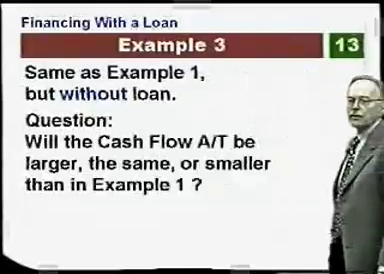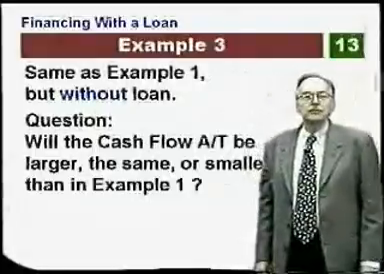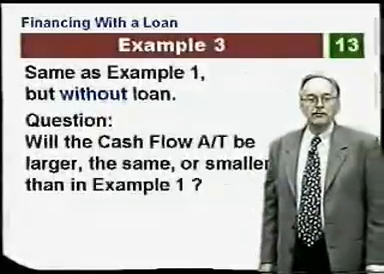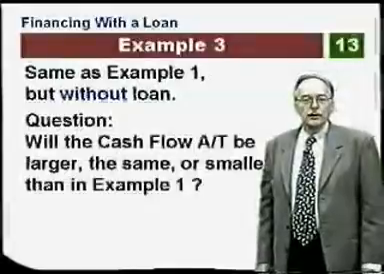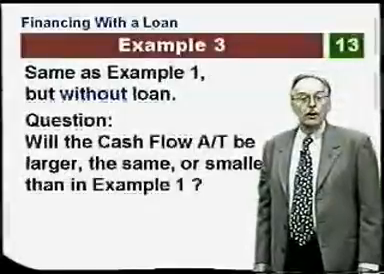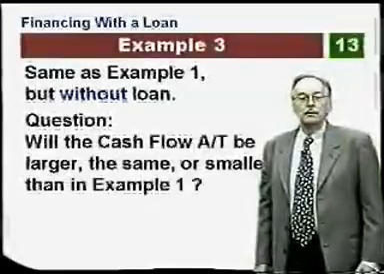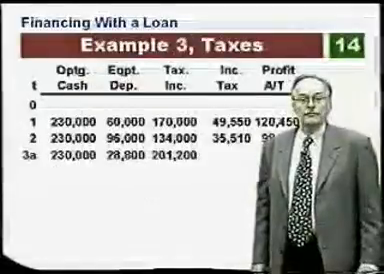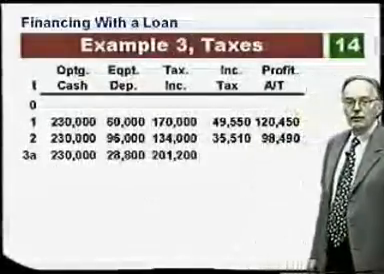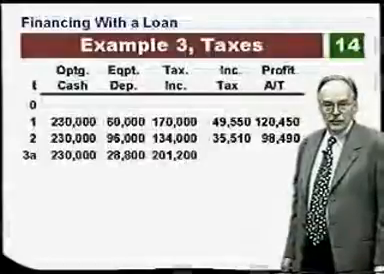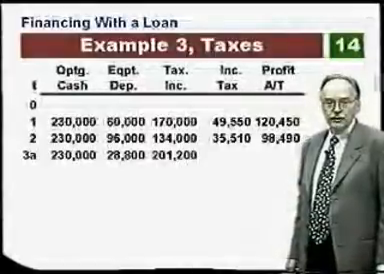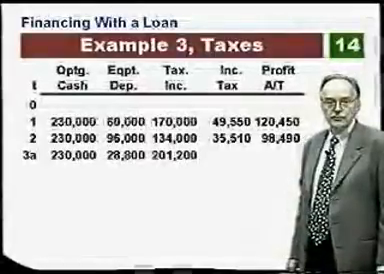Now let's look at example 3. And here we ask the question, what would happen if we didn't have this type of loan? Specifically, would the cash flow be larger, the same, or smaller than in example 1? Well, let's see what happens. Here we have the tax computations. They're a little bit simpler in this example because we don't have the loan. We don't have to split those loan payments into the two components.